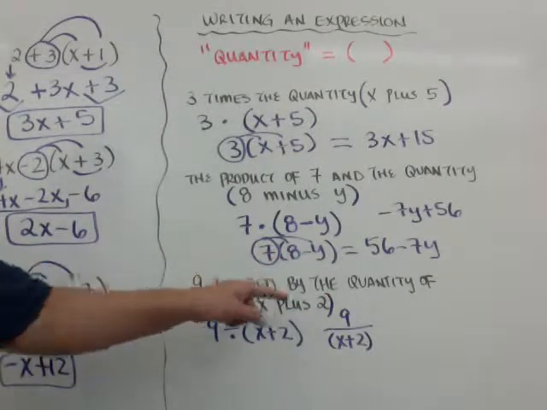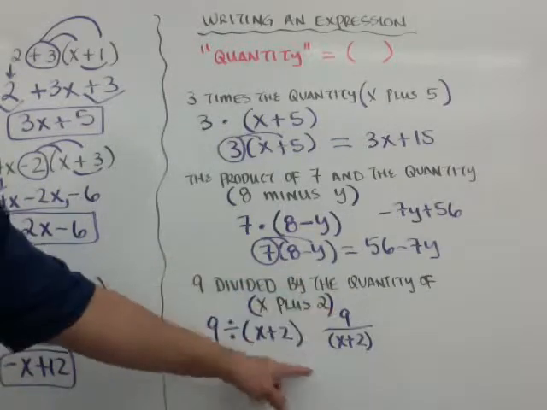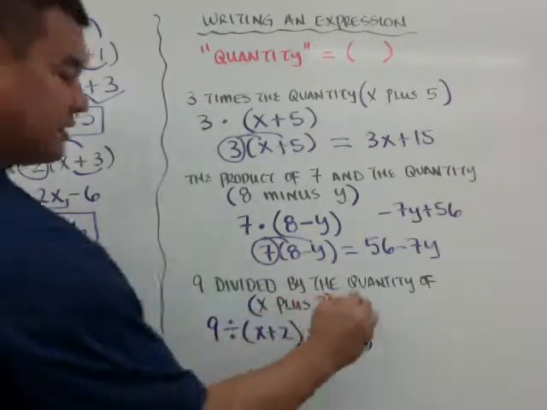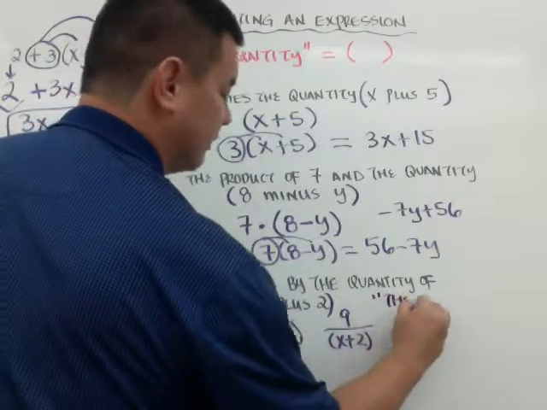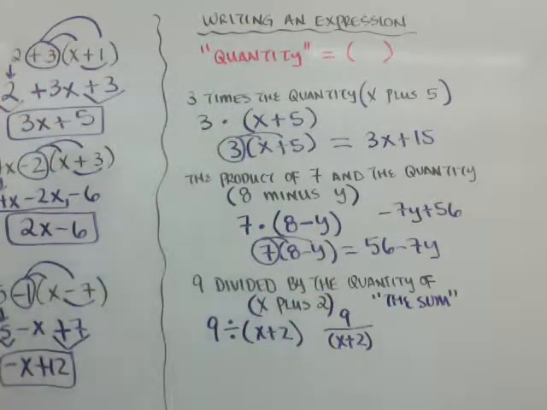Another way that might be written this way, if they said 9 divided by the sum of x plus 2, when you say the sum, that would imply using parentheses as well, because it's saying you have to find the sum of x plus 2 and then 9 divided by that sum.